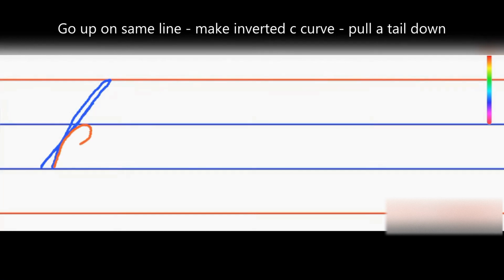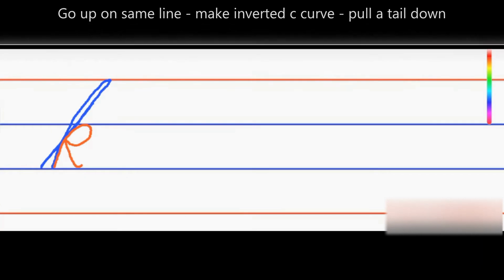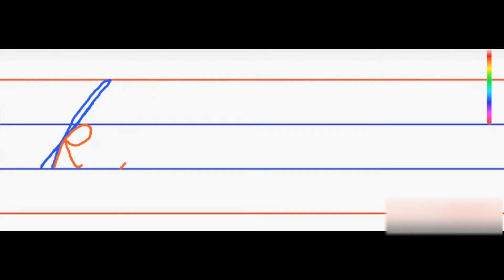take a curve, complete the loop and come down. This will be used as a tail. Let us make it again. Slant line up, turn, come down, go up, make a curve, come down and pull a tail out.